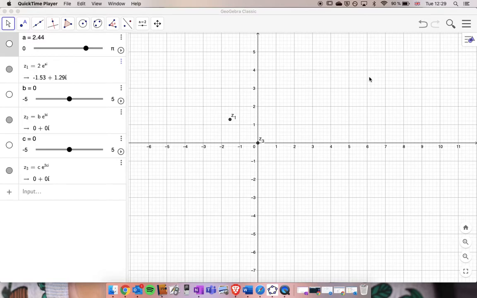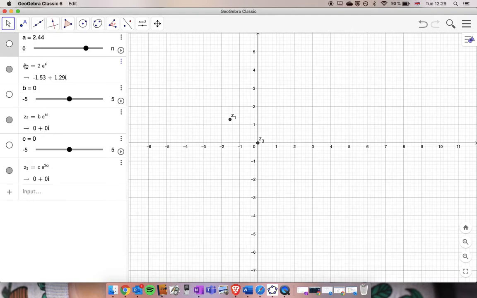Hello folks, this is just a very short video to look at the end of lesson 11.14, the exponential form of a complex number. And this is a GeoGebra file which is set up to explore the investigation right at the end. So part A is sketching the points on the Argand plane. We've got z equals 2e to the ti, and we're looking from 0 to pi.